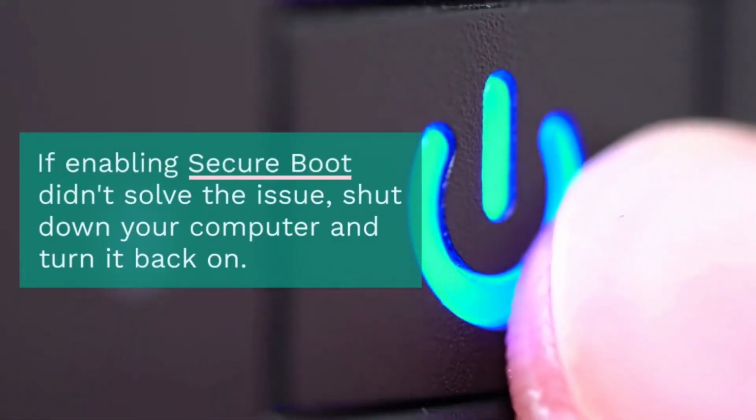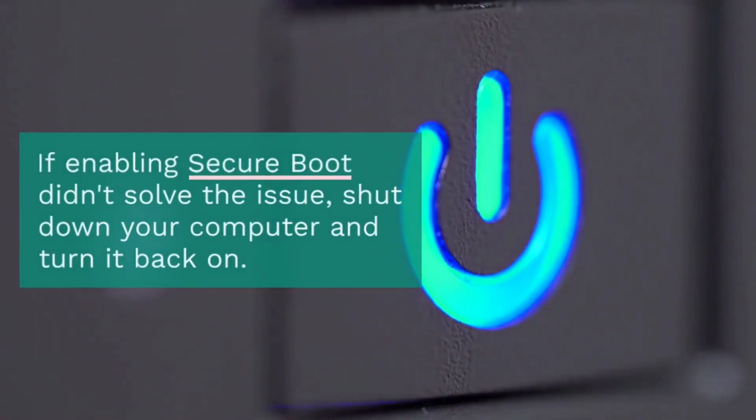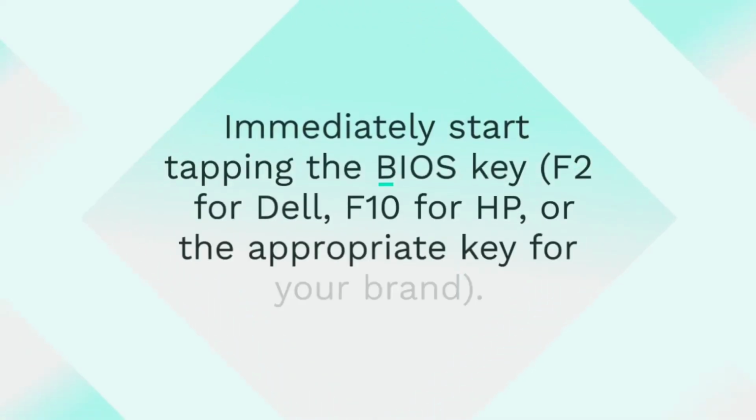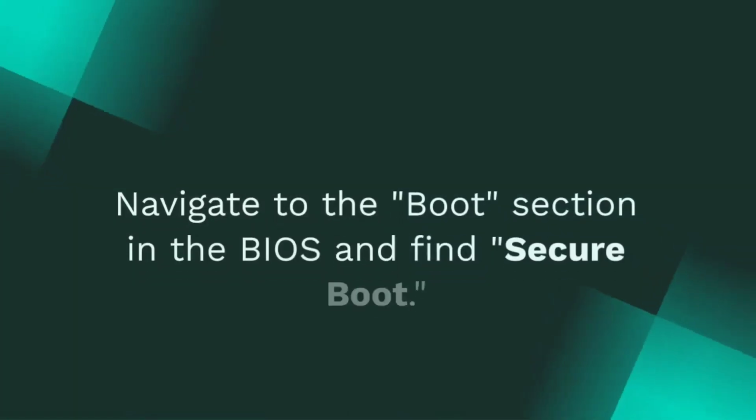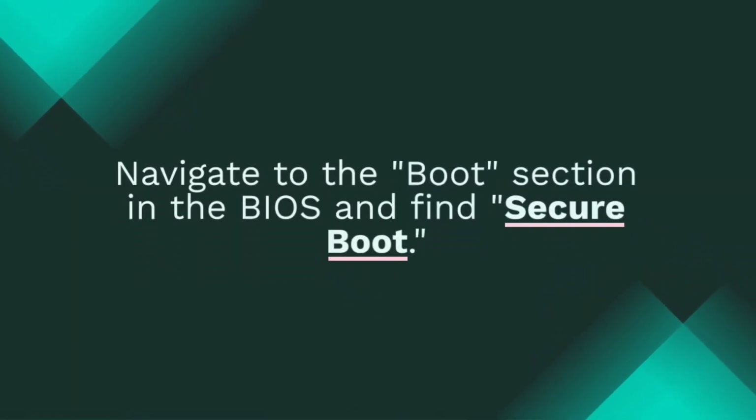Shut down your computer, turn it back on and immediately start tapping the BIOS key, F2 for Dell, F10 for HP, or the appropriate key for your brand. Navigate to the Boot section in the BIOS, find Secure Boot and select it. Enable Secure Boot, save your changes and exit the BIOS.